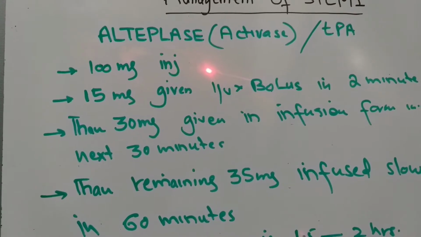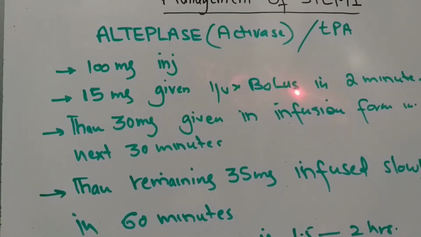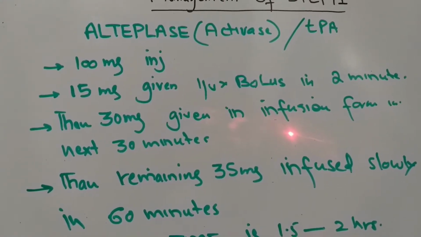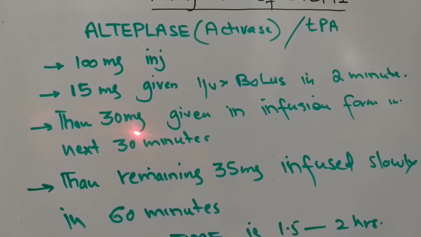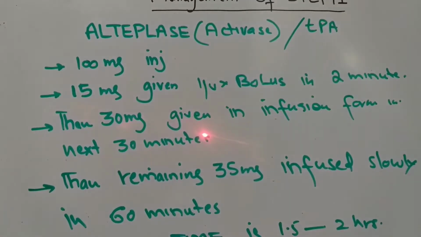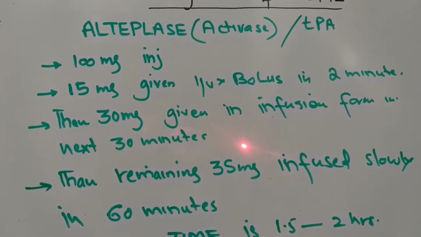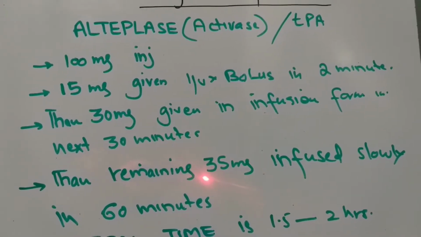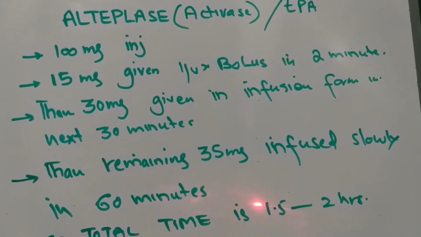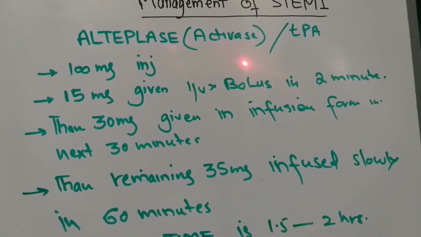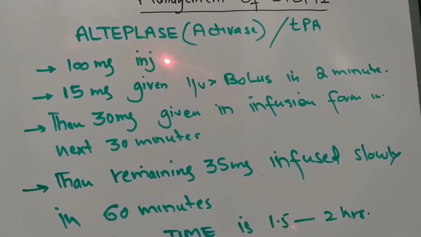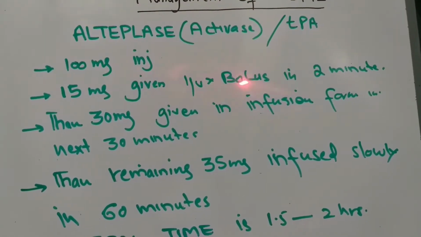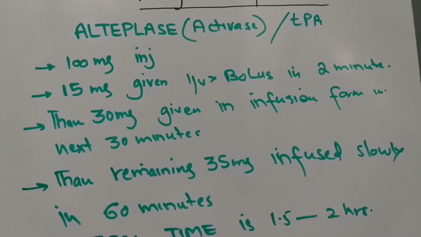It's a 100 milligram injection where 15 milligram of it is given in bolus form in 2 minutes. Then the rest of the injection is diluted in 100 ml normal saline. The next 30 milligram is given in infusion form in 30 minutes, and the remaining last 35 milligram of the Alteplase is infused very slowly in the next 60 minutes. So total injection time is 1.5 to 2 hours, and this is how the second fibrinolysis in the pharmacological option is given: Alteplase with a brand name of Activase and 100 milligram injection.